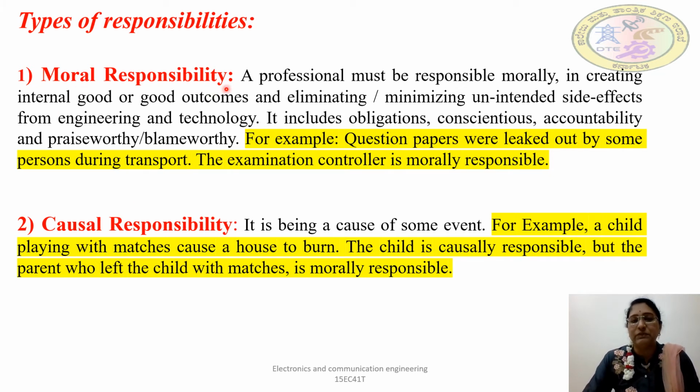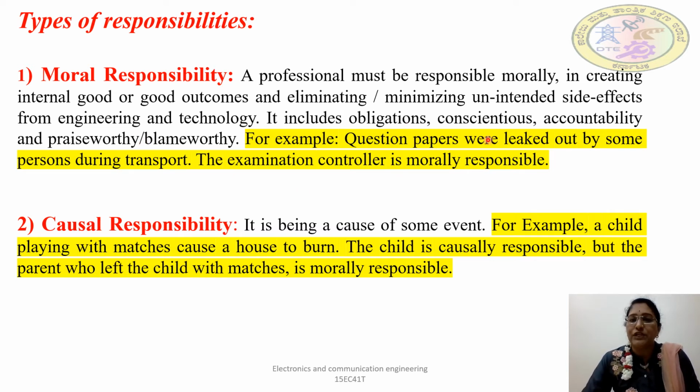First one, moral responsibility. What does this actually mean? Here it is defined as: a professional must be responsible morally in creating internal good outcomes and eliminating or minimizing unintended side effects from engineering and technology. So in your profession you will face many problems. You must handle them morally, so that no one is troubled. Handling morally is taken as internal good outcomes and eliminating or minimizing the unintended side effects. So you work without causing any trouble. That is taken as moral responsibility here.